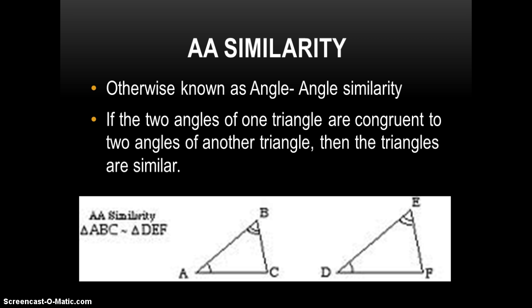So down in the picture, notice that angle A is congruent to angle D, and angle B is congruent to angle E. So by AA similarity, triangle ABC is similar to triangle DEF.